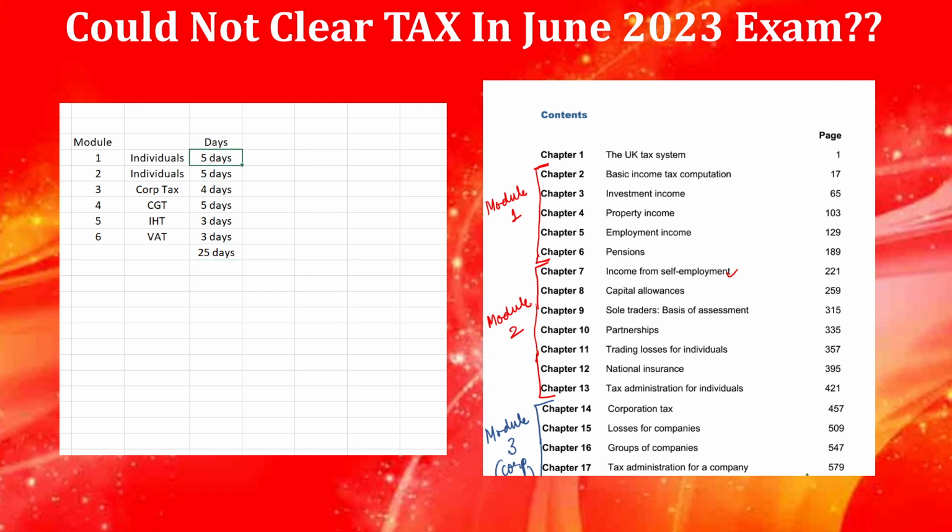Just punch in only the number. So how many days are gone? These are 25 days. So we again have some margin to increase some days. Maybe you can take 7 days here, 7 days here, corporation tax is fine, CGT you can take 6 days here, IHT you can take 4 days, and this should be fine. This totals 31 days of dedicated study.